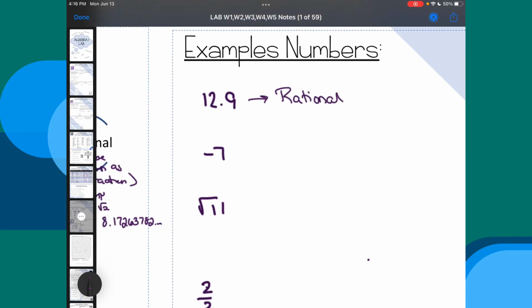-7 is a real number. It could be written as a fraction, -7/1. And it is a complete number. There's no decimal or extra to it. So this would be an integer.